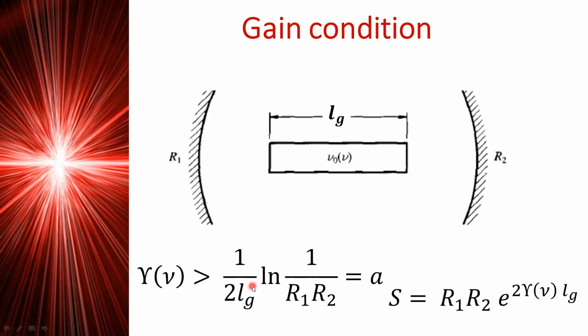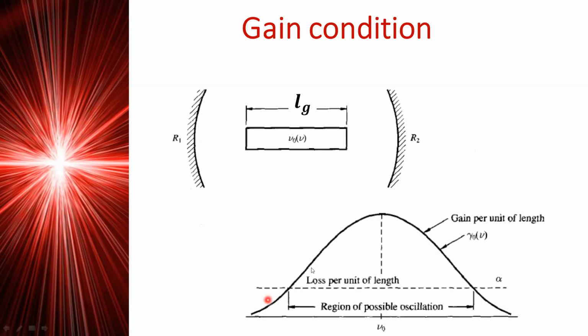because LG is the distance between the two mirrors, or the length of the gaining medium. It's a constant. R1 and R2 are the reflections of the mirrors. It's constant. So this is a constant too. So what we are making here is a comparison. In the left hand side, we have a frequency dependent function, and in the right hand side, we have a constant. So in order to demonstrate this, we can use some graphical demonstration.